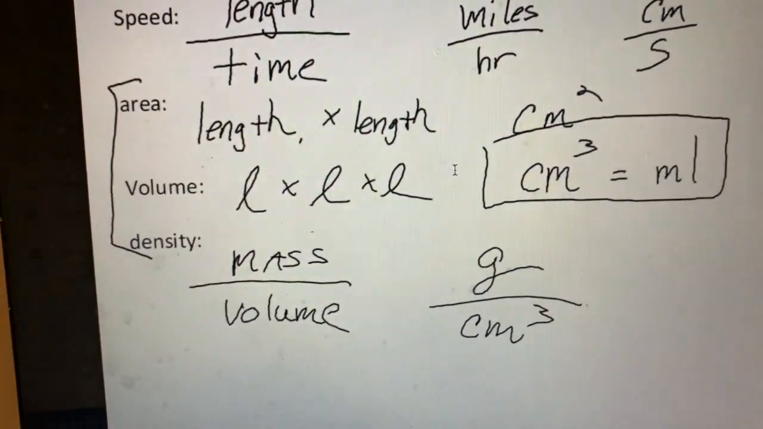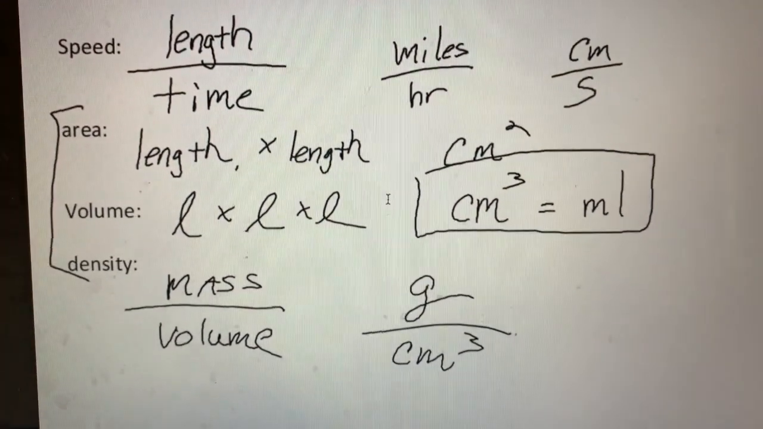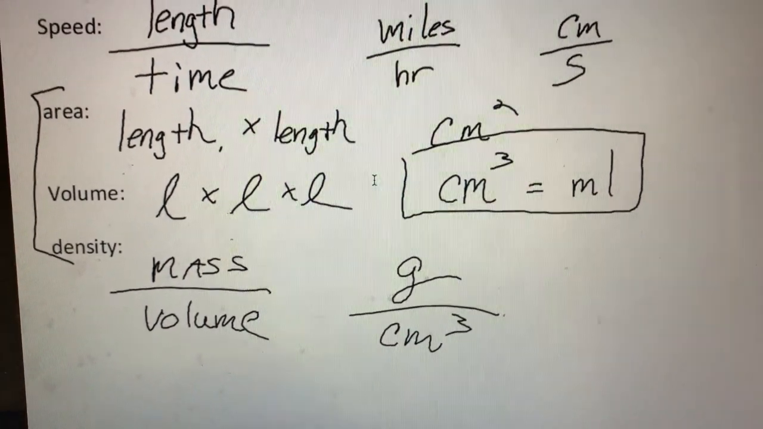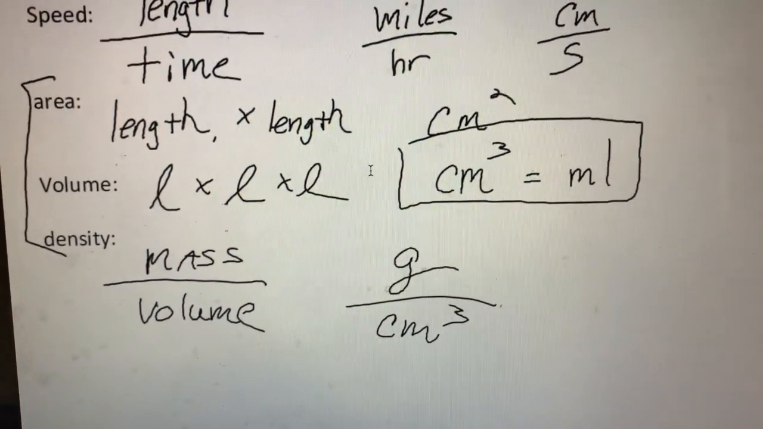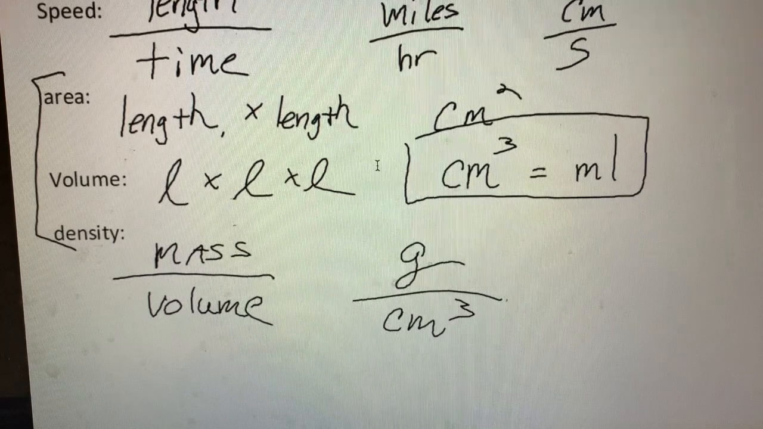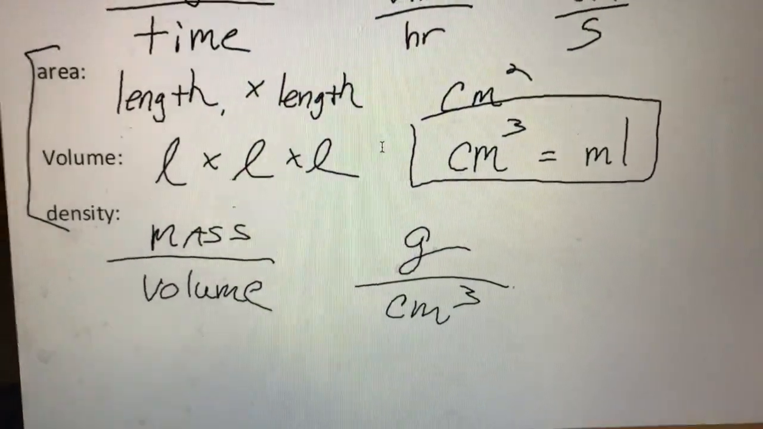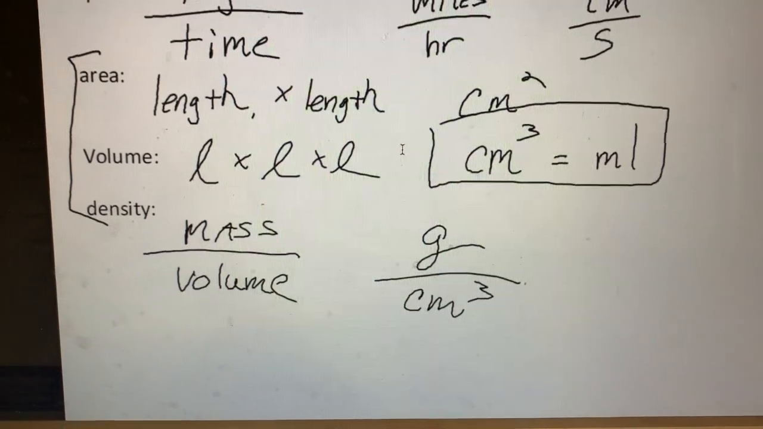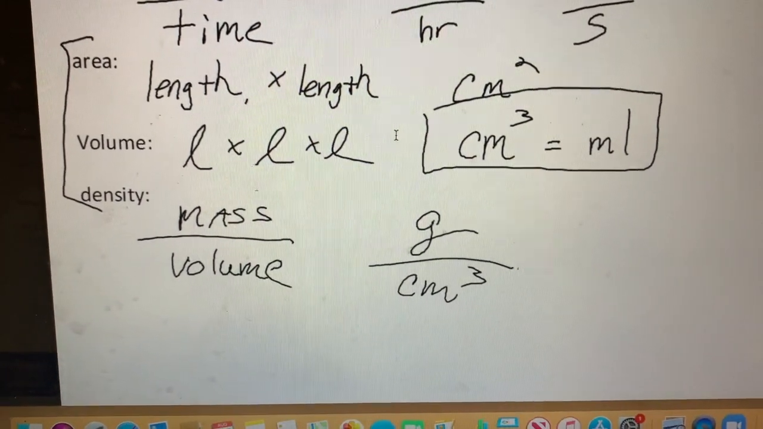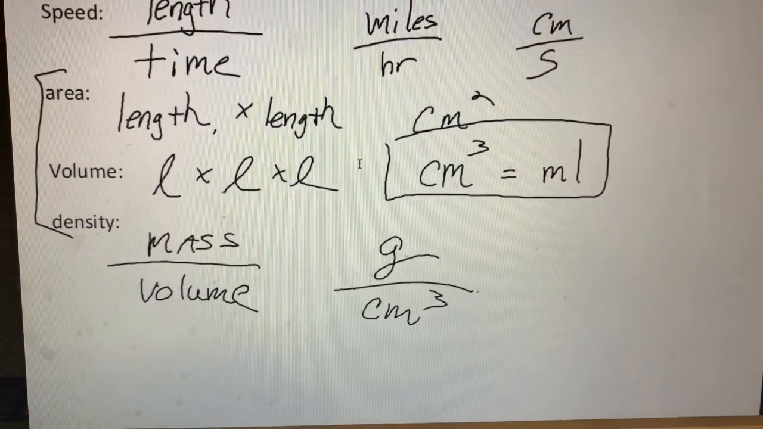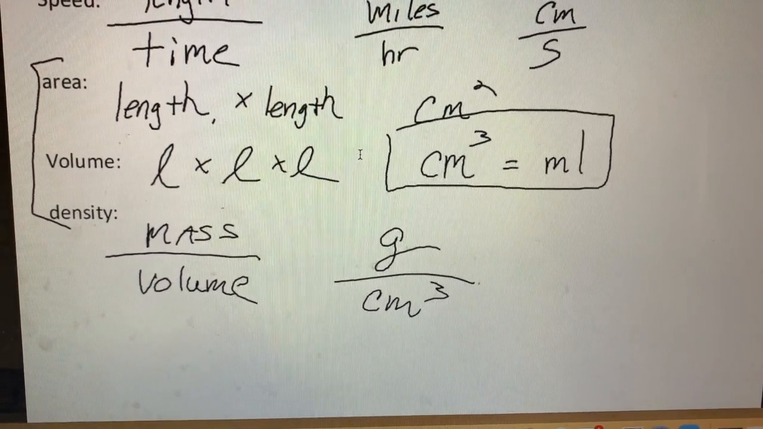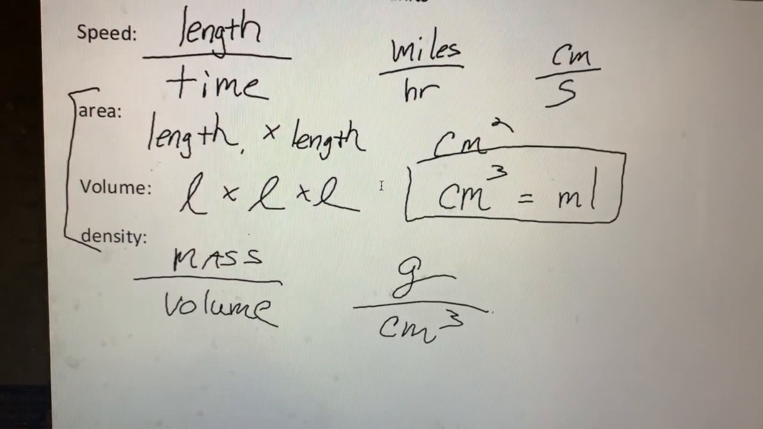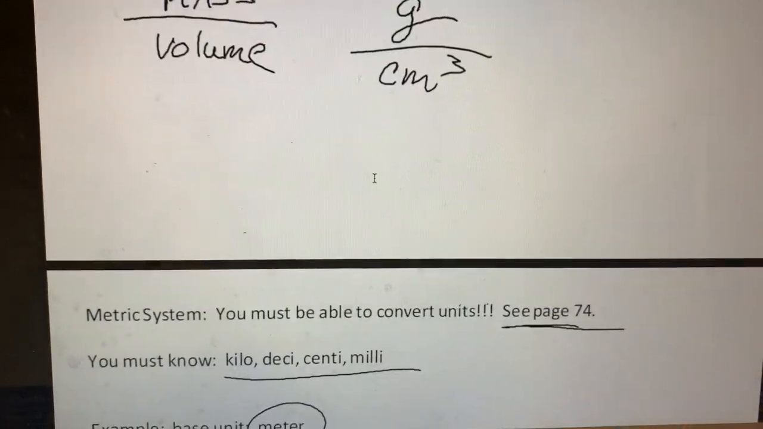And then finally, for our derived units, we have density, which is the mass of a substance divided by its volume. For density, you're going to have masses in grams and volume in centimeters cubed. An example of a density unit would be grams per centimeter cubed. Okay, great. Let's move on a little bit here.